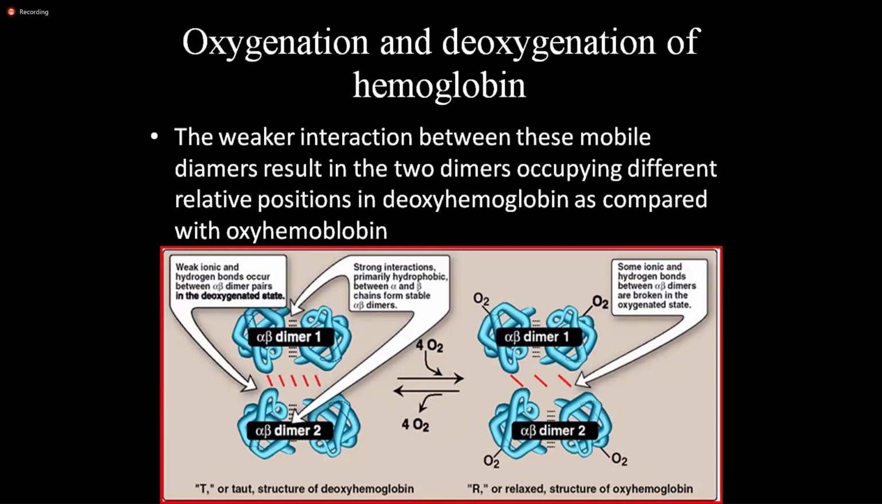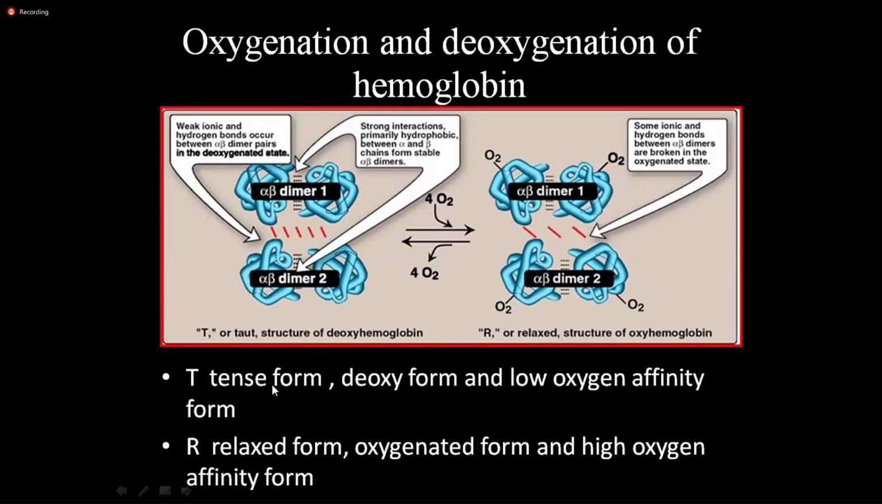The deoxygenated form is the T form. Okay, relaxed or R form, T or taut form, also known as the tense form. So the T tense form is the deoxy form, and the low oxygen affinity form. T is the low oxygen affinity form. It means that this hemoglobin molecule has lesser affinity to oxygen. Due to this reason, when it unloads oxygen to the tissue, it does not carry back oxygen.